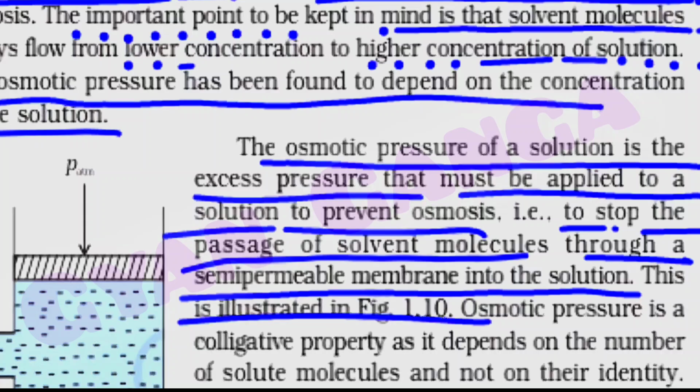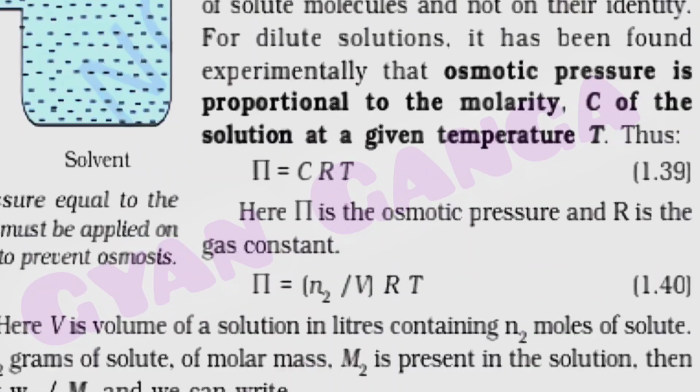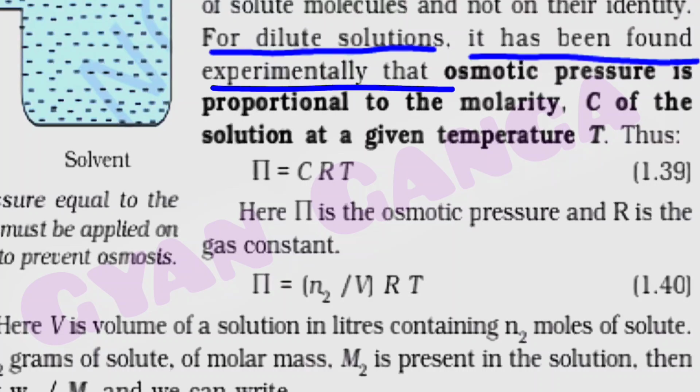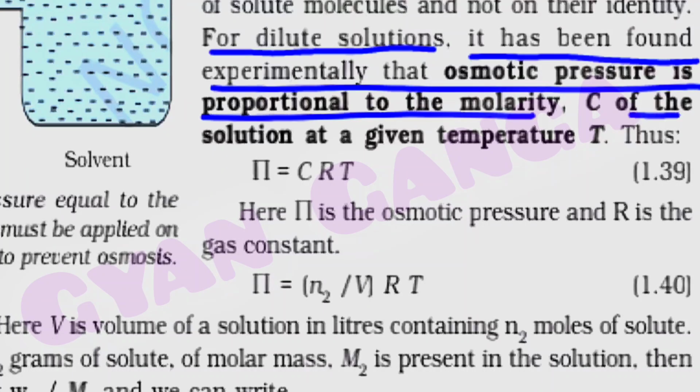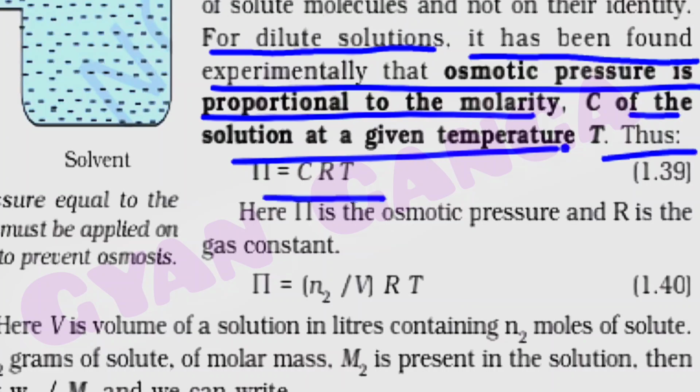Osmotic pressure is a colligative property, that is, it depends on the number of the solute molecules and not on their identity. For dilute solutions, it has been found experimentally that osmotic pressure is proportional to the molarity C of the solution at a given temperature T. Thus, Π = CRT. Here, Π is the osmotic pressure and R is the gas constant.